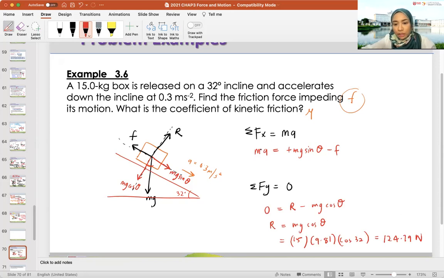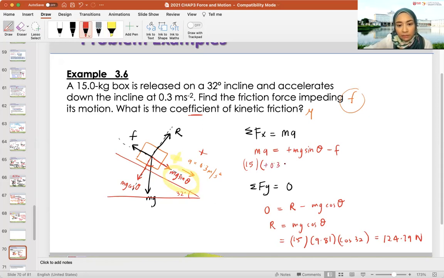Now we want to solve for our MA equals to mg sine theta minus F. We don't know what our F is, but we know what is our R. So we need to solve for F first because we also don't know what is our coefficient. So M is 15, A is 0.3. I'm going to assume that it is a positive. Kenapa saya cakap dia kena positif? Sebab saya dah declare mg sin theta ni as positive kan? Ini dah positif. Maksudnya ke kanan, semua yang ke kanan adalah menjadi positif. So, therefore my A should also be positive.